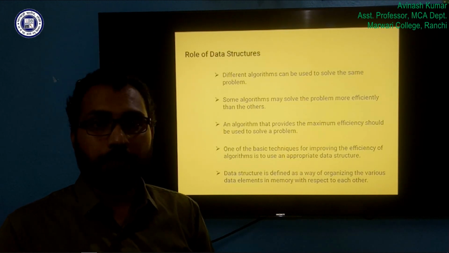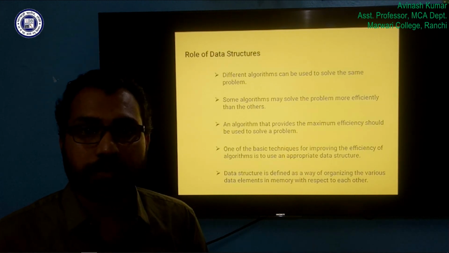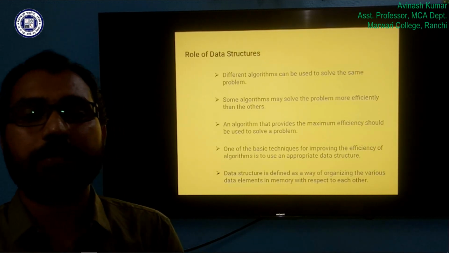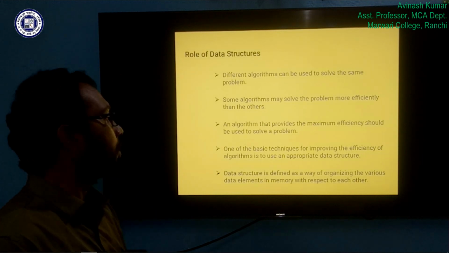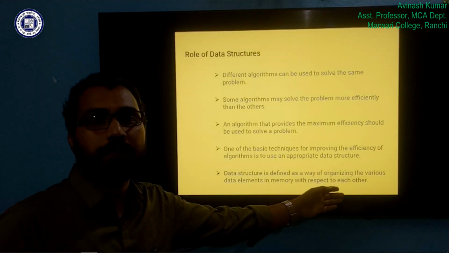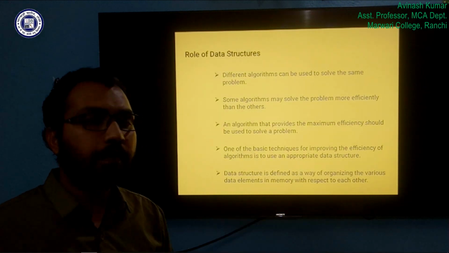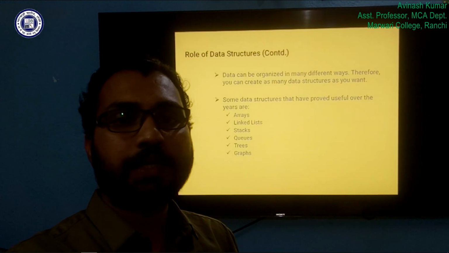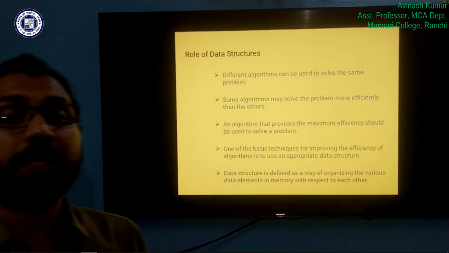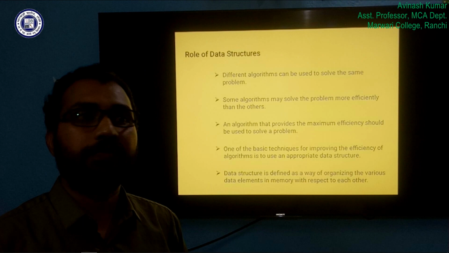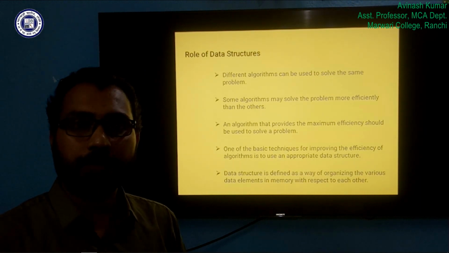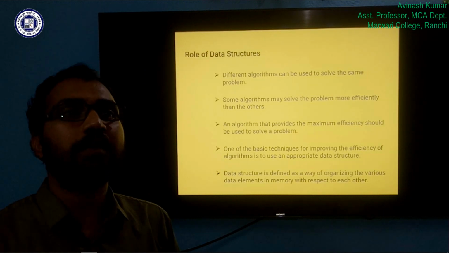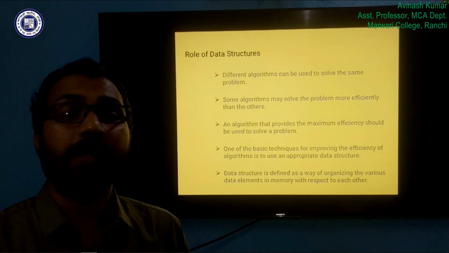So what are data structures? Data structure is defined as a way of organizing the various data elements in the memory with respect to each other. So we have many elements. To store all those elements, we require memory locations, and these memory locations are available in the computer. So we need to identify those memory locations by some means, and these means are nothing but the data structures.